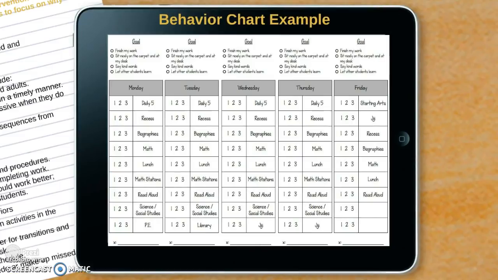Here is an example of a behavior chart that a middle school student could use to chart their progress throughout the day or the week.